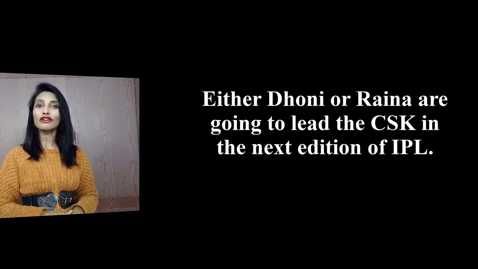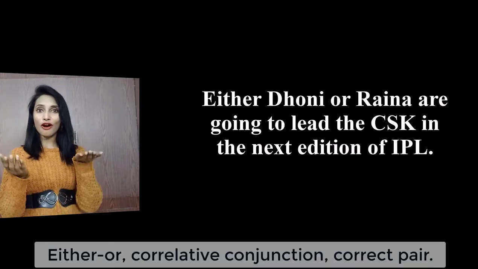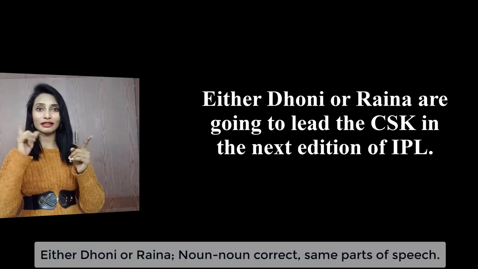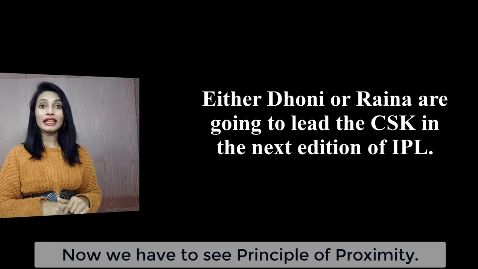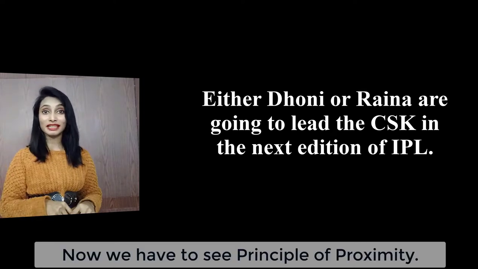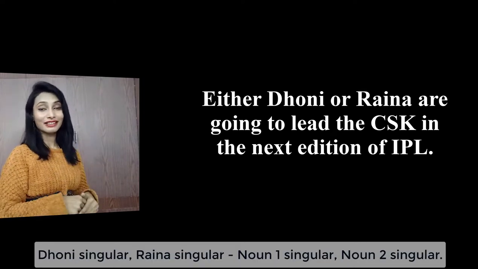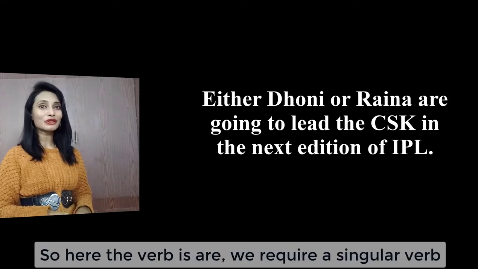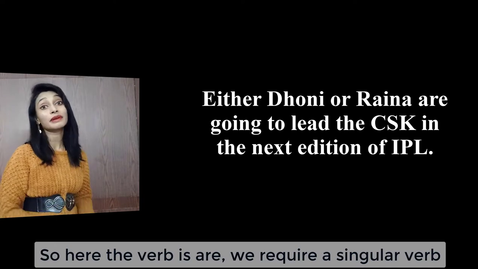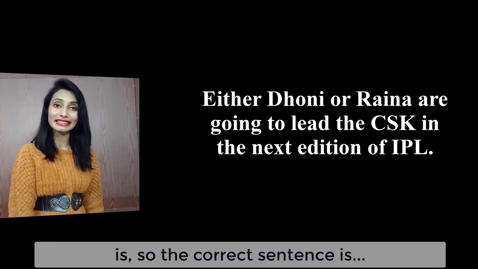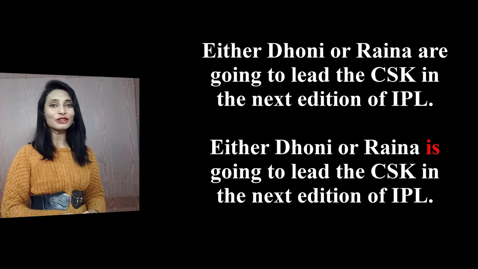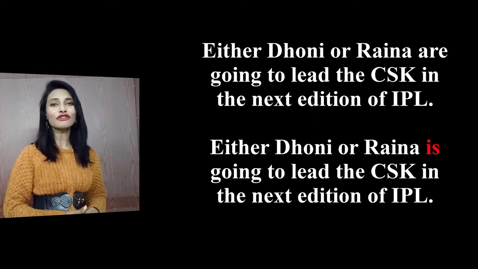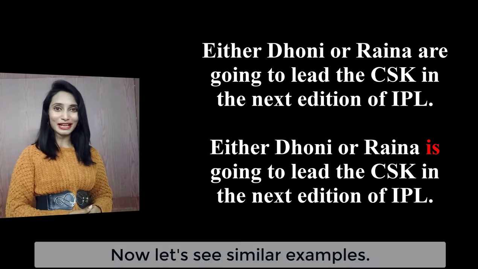Either Dhoni or Raina. Either...or, correlative conjunction, correct pair. Either Dhoni or Raina, noun, noun, correct. Now we have to see the principle of proximity. Dhoni singular, Raina singular. The first noun is singular, second noun is singular. The verb and the pronoun must be singular. So here the verb is 'are', but we require the singular verb 'is'. So the correct sentence is: either Dhoni or Raina is going to lead the CSK in the next edition of IPL.